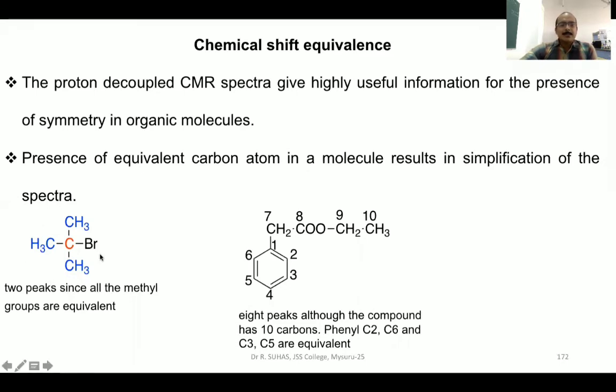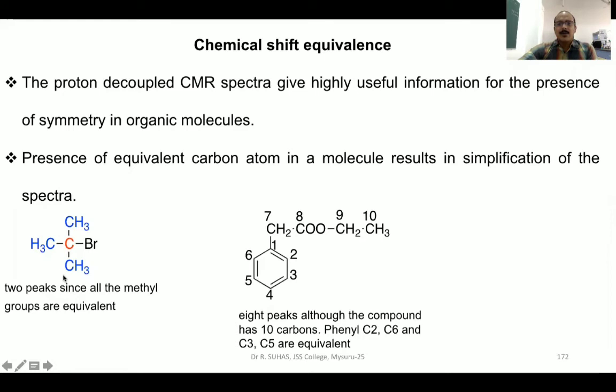We will take this. This is bromo-trimethyl methane. Here there are 2 types of carbons. One is quaternary carbon and the other is methyl carbon. Because all the 3 methyl groups are present in the same chemical environment, all the 3 methyl will appear as only one singlet and this carbon will appear as another singlet. So you are going to get only 2 peaks. But in principle, we have got 4 carbons. That means you cannot expect 4 different types of peaks or signals.